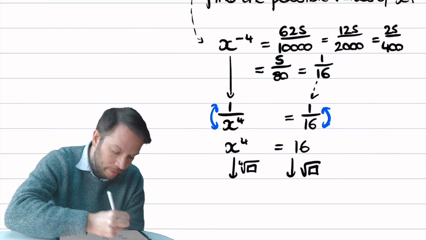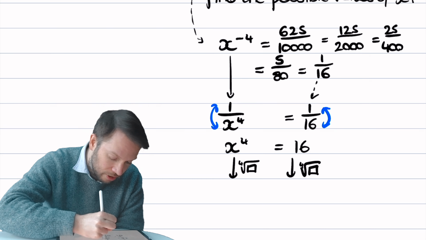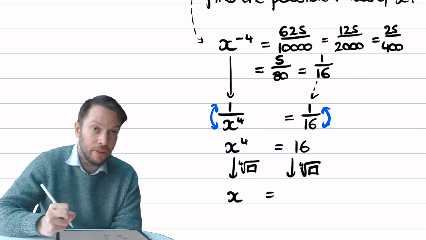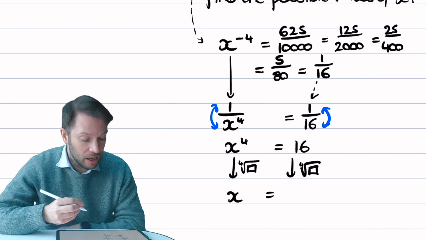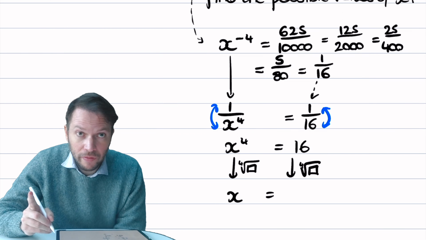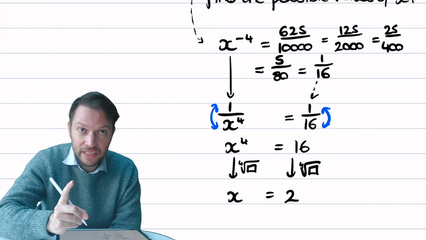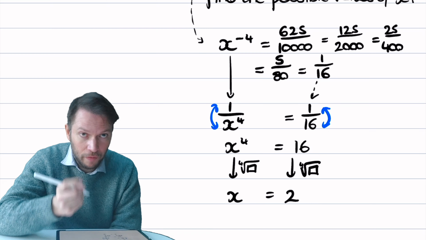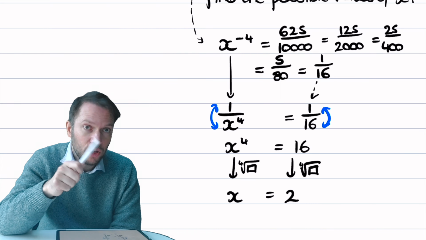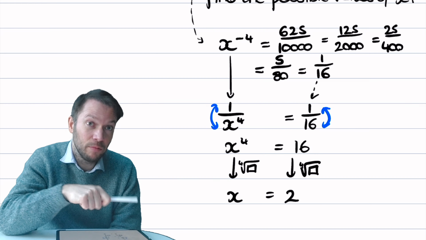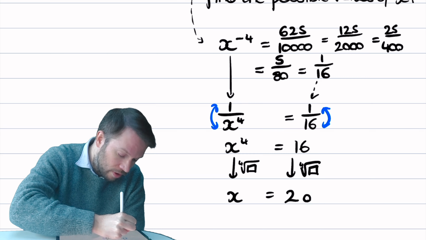Now, if you do the 4th root of x to the 4, it just cancels out the power of 4, so you just get x. And then if you do the 4th root of 16, what to the power of 4 is equal to 16? Well, it's 2. Well, that's one of the values. 2 to the power of 4 is 16. But it could actually also be negative 2, because negative 2 to the power of 4 is negative 2 times negative 2 times negative 2 times negative 2. You've got negative times negative times negative times negative, which will be positive 16. So it could be 2 or negative 2.